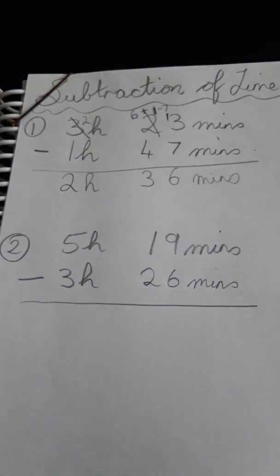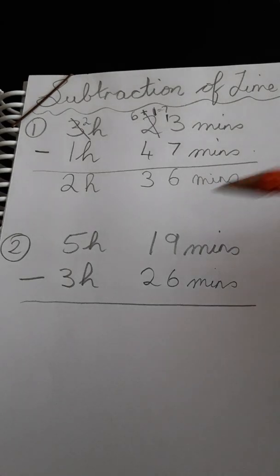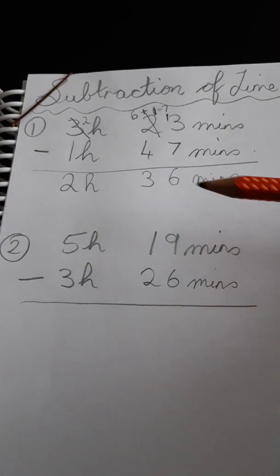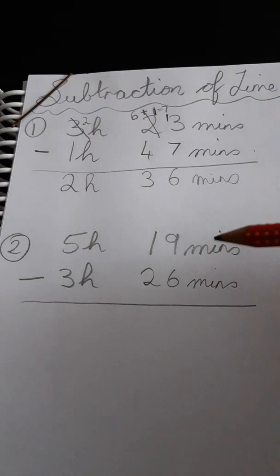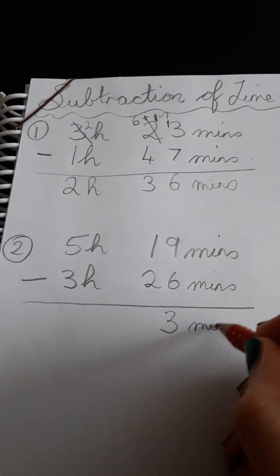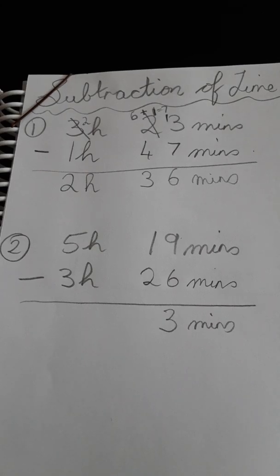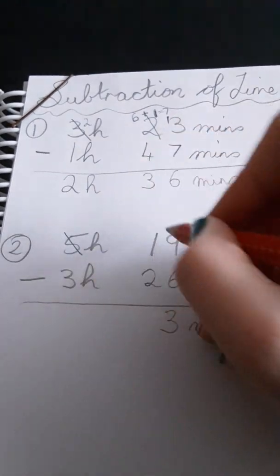Similarly, on this sum number 2, 5 hours 19 minutes minus 3 hours and 26 minutes. So you can see already that the minutes here is larger than here. So you can't say 19 minus 26, so you're going to have to do some renaming. So this is how you do it. 9 minus 6 is fine, that leaves 3. 1 minus 2, you can't do that. So you're going to borrow an hour from here.